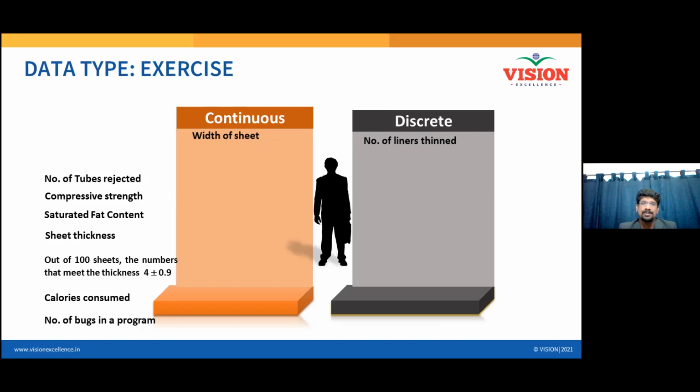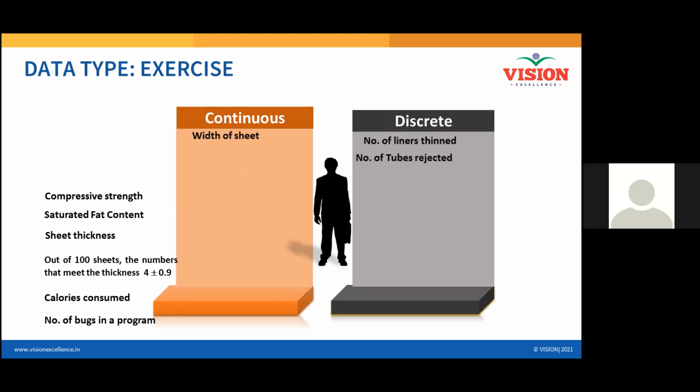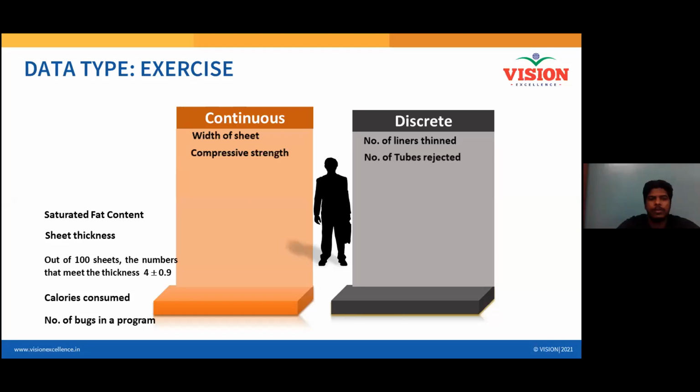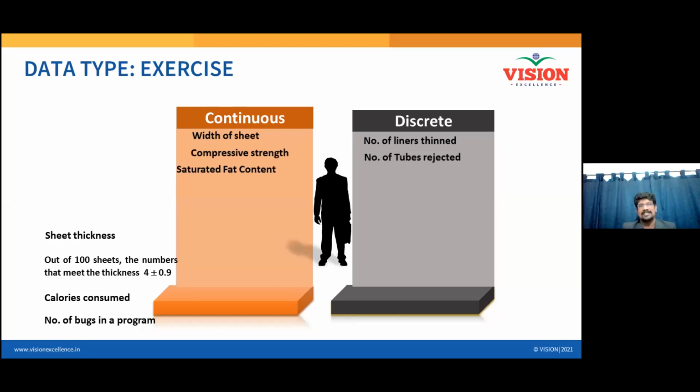Then third one, number of tubes rejected. Discrete. Okay. What about the compressive strength? Continuous. Because it is measurable. Number of infinite values may present between a range. Okay. Then saturated fat content. Continuous. Sheet thickness. Continuous. Okay.